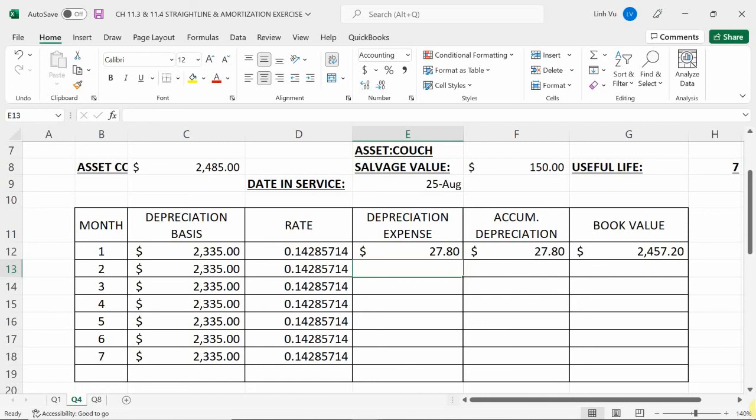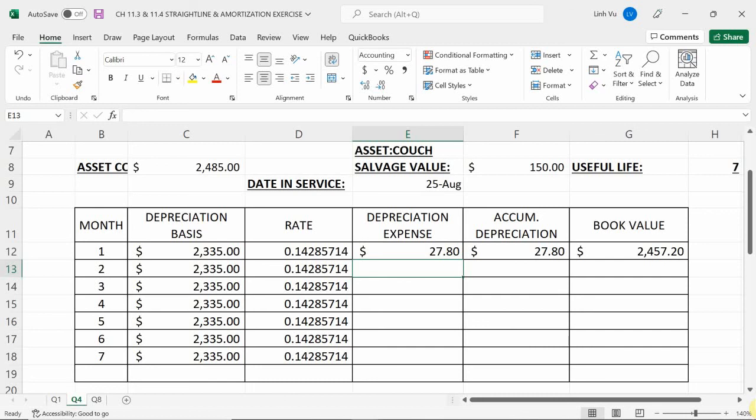Well, do that calculation again. How is $2,335 times 0.1428 going to give me $27? Because we divided it by 12. Because we divided by 12. Excellent. That's what I was trying to understand.